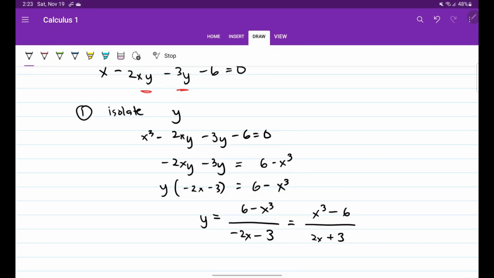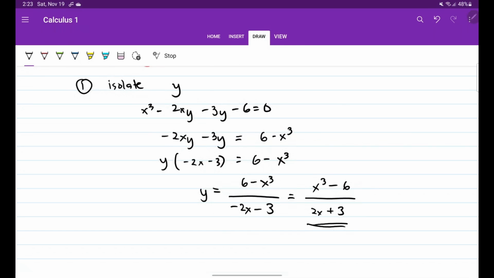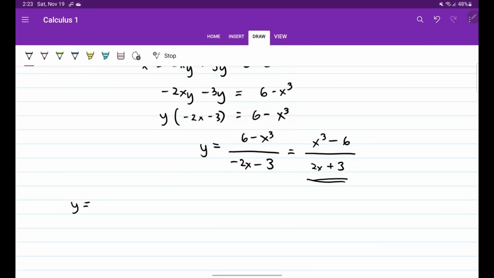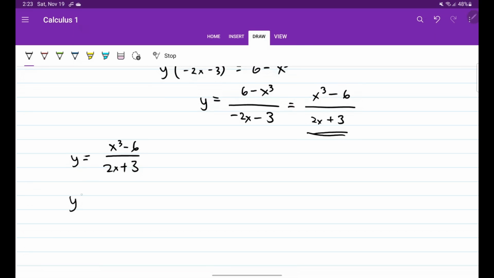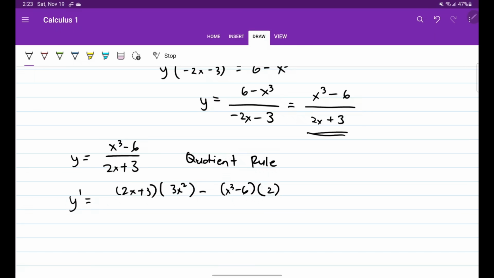Okay? And now, we can differentiate this, no? So, this is y equals x cubed minus 6 over 2x plus 3. And madali na lang kunin yung derivative na ito. Tama? This is just the quotient rule. Okay, so low, d high minus high d low over low squared. So low, 2x plus 3. D high is 3x squared. Minus high, x cubed minus 6. D low is just 2 all over low squared. That is 2x plus 3 all squared.